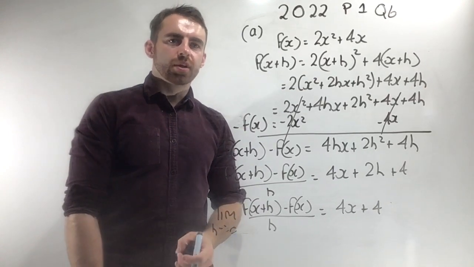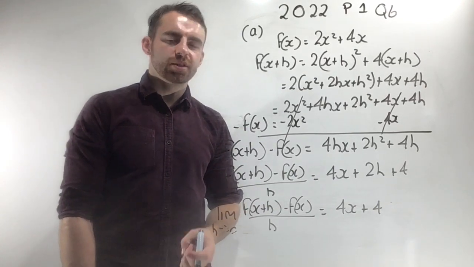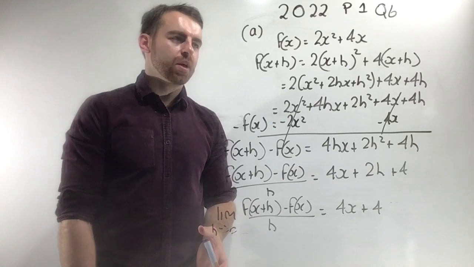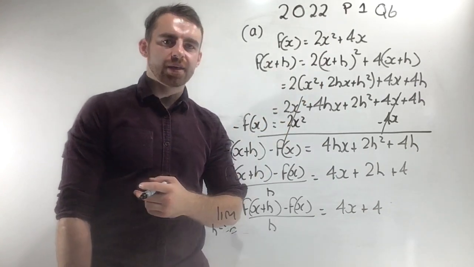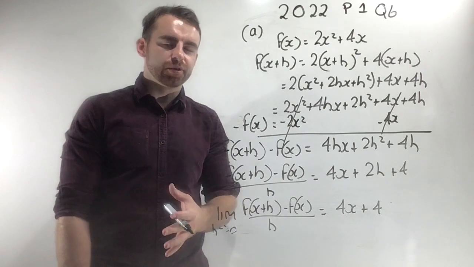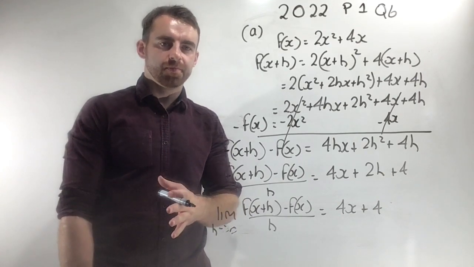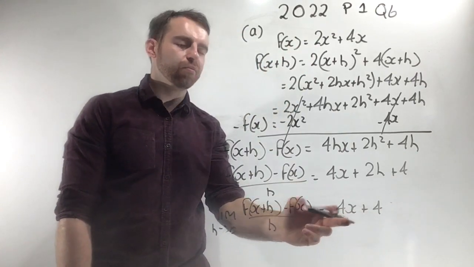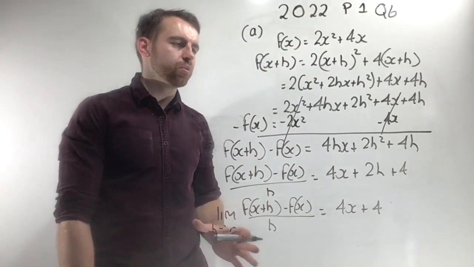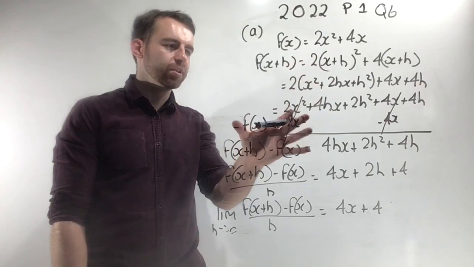In this video we're looking at 2022 paper 1 question 6 and its differentiation. The first part of the question, we're told f of x equals 2x squared plus 4x, and we're asked to find the first derivative from first principles. Now obviously you should be able to look at the original question and you can tell the answer should be 4x plus 4, but make sure that you follow those steps that you've learned in class.